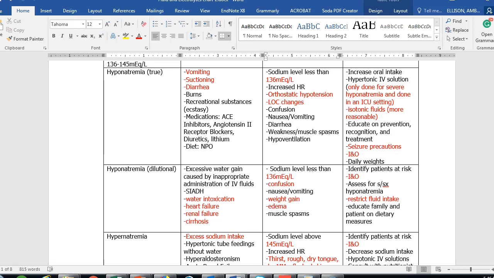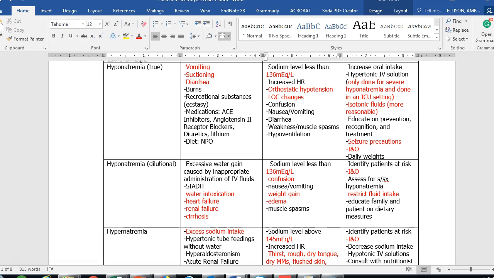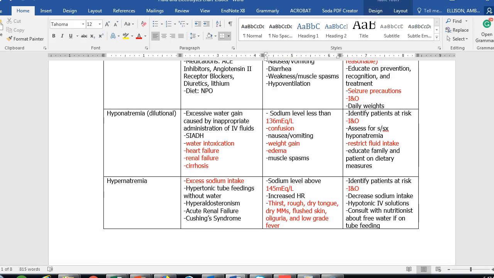Ways to manage it. Again, you want to identify patients that are at risk. So who's at risk for this? Well, your heart failure, renal failure patients, your cirrhosis patients. You're going to assess for signs and symptoms of hyponatremia, so confusion, weight gain, edema. You're going to restrict fluid intake if it's dilutional. Monitor your eyes and nose. Place on dietary measures. Educate the family on treatment, prevention, signs and symptoms to look out for if they come in with hyponatremia, what they need to know when they go out with hyponatremia.